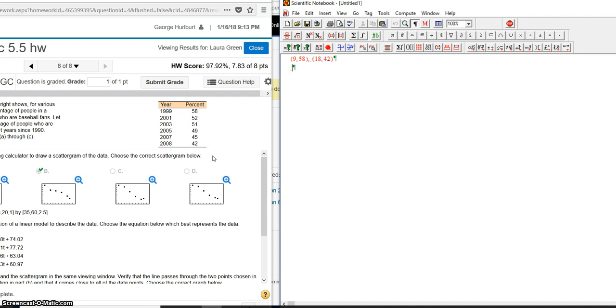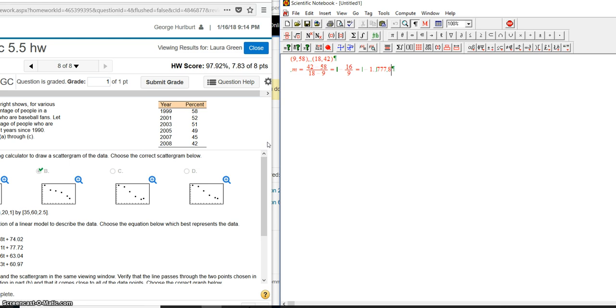Once I have two points, I can find the slope. To find the slope, I subtract the y numbers, 42 minus 58, and I subtract the x numbers, 18 minus 9. I simplify the top and bottom. I'm going to cheat. This will figure it out for me. Negative 16 over 9. And as a decimal, that's about negative 1.77.